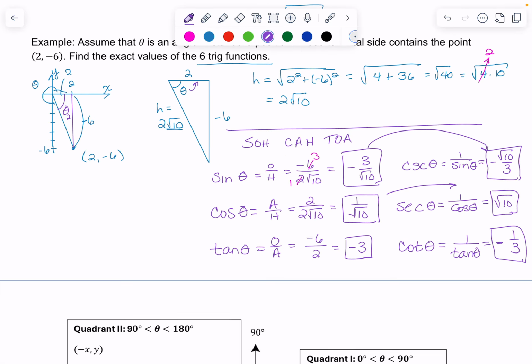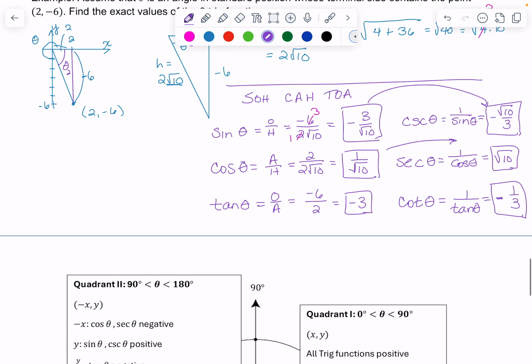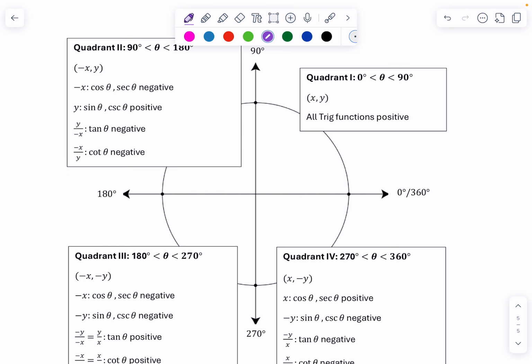Hopefully that makes sense as far as how we get those 6 functions from that triangle. And since I put the negative there on the length of that side, I didn't have to do anything with the signs of these. Speaking of signs of functions, if you look, we have 4 quadrants in our unit circle.